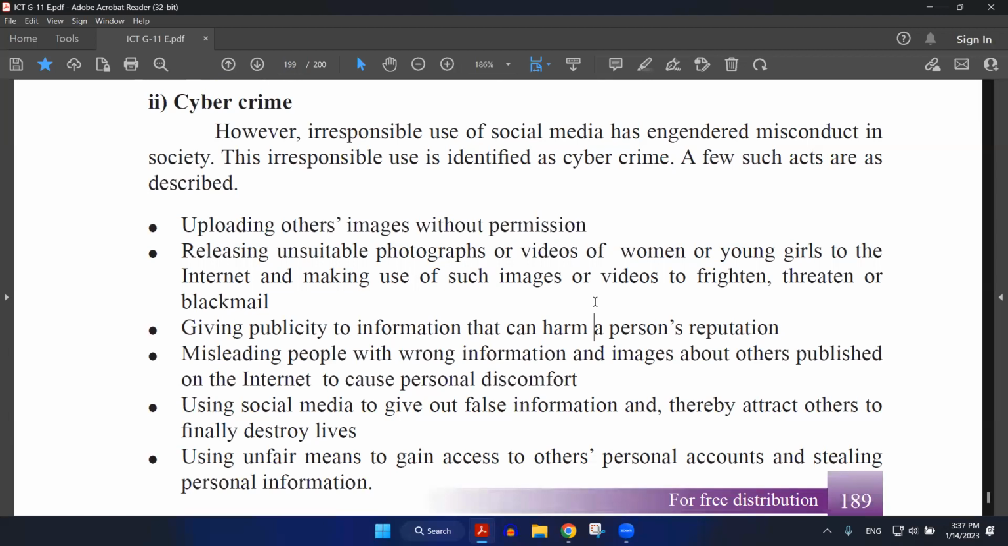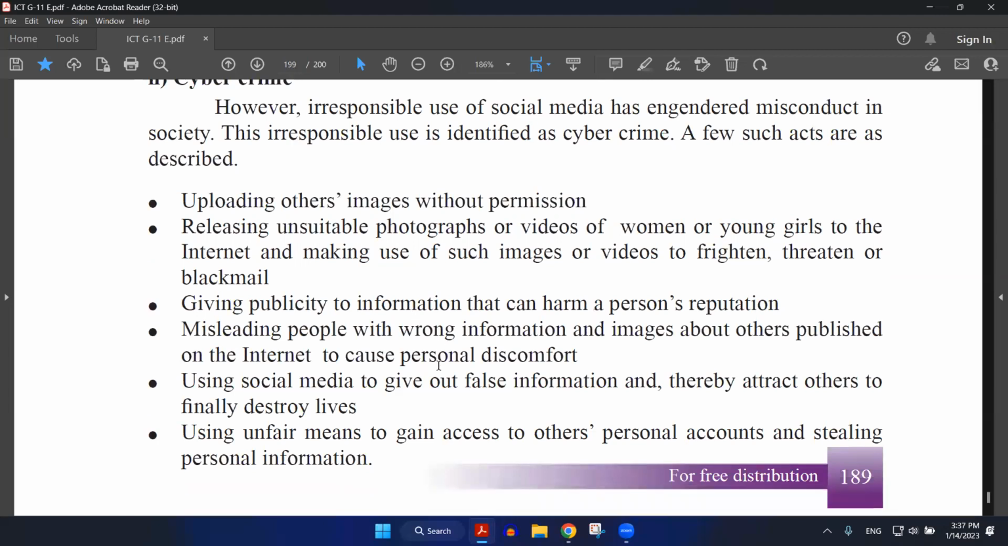So you should know what should be posted on social media and how your privacy should be set using the social media applications, right? And giving publicity to information that can harm a person's reputation, right? We simply say negative gossip flies all around more than good news, right? And misleading people with wrong information.